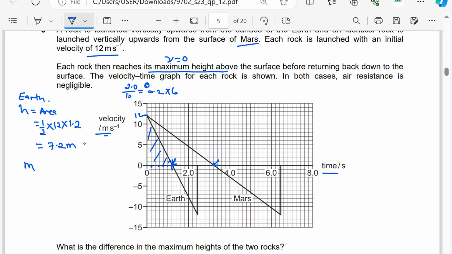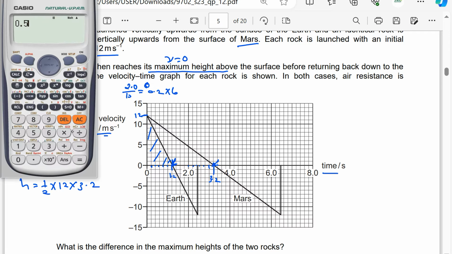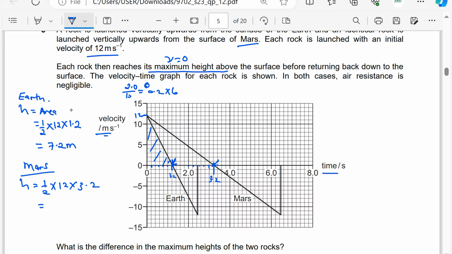Then on Mars, h is still the area, so this is going to be a half times 12 times the time here, which is 1, 2, 3, 4, 5, so that is 3.2. This was 1.2, and this is 3.2. And what is this? A half times 12 times 3.2, which gives us 19.2. So for Mars, the maximum height is 19.2 meters.